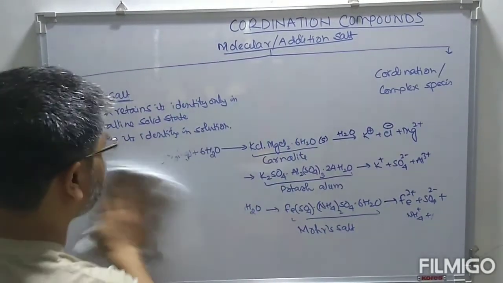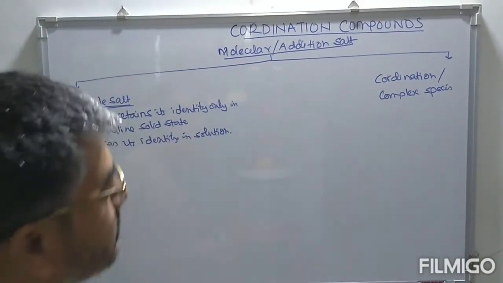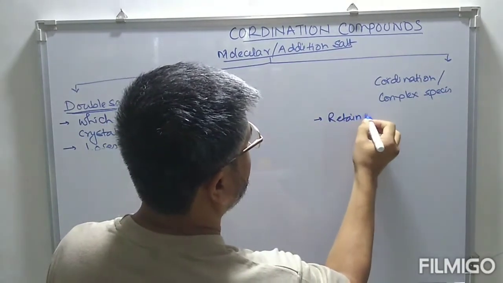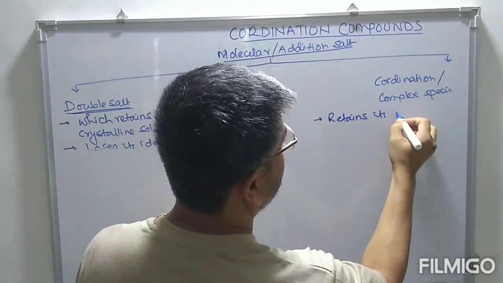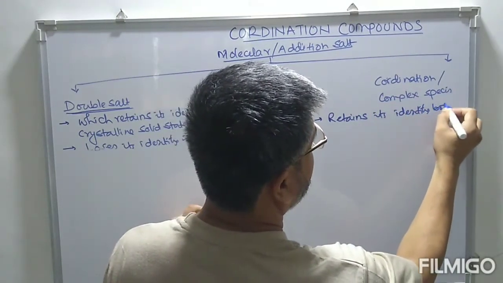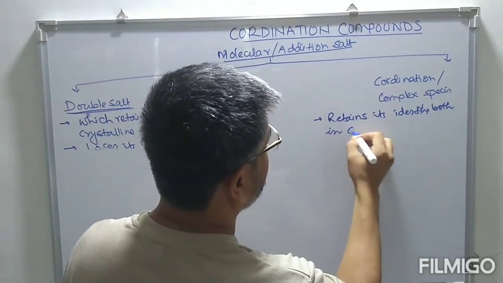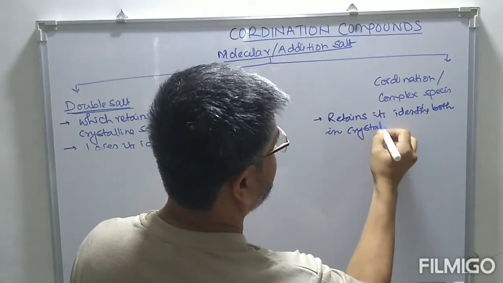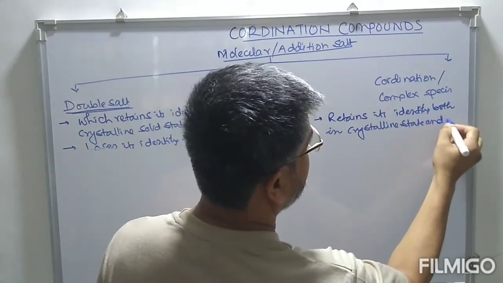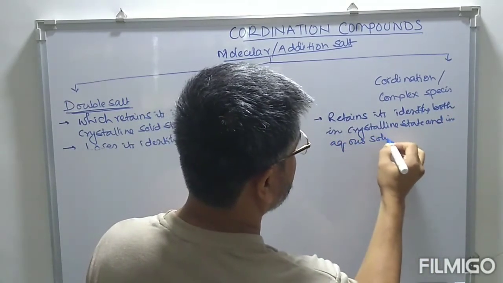So coming to coordination compound, definition: retains its identity both in crystalline state and in aqueous solution.